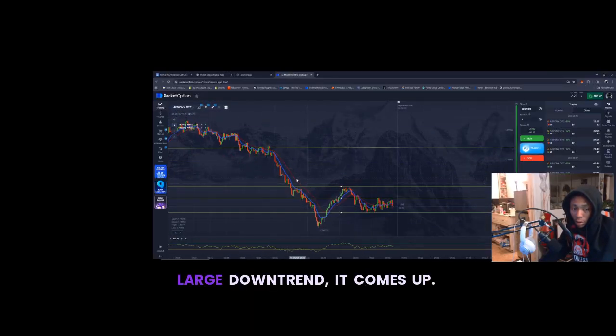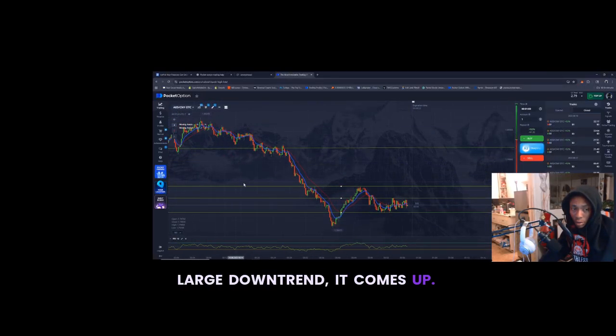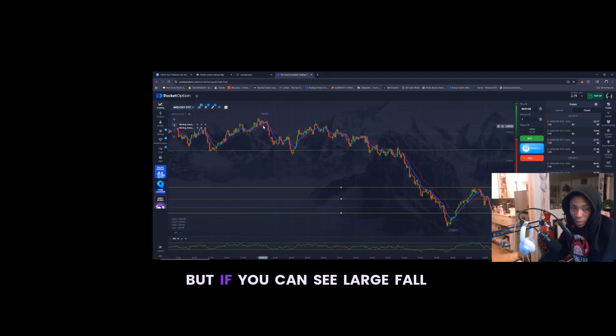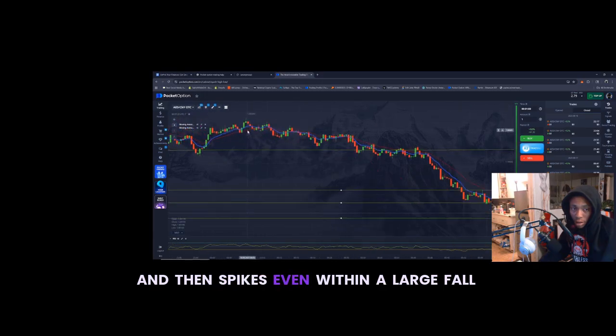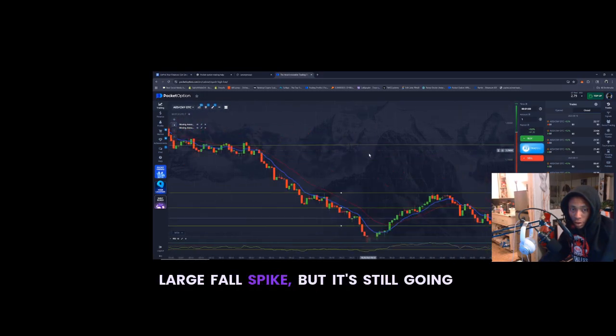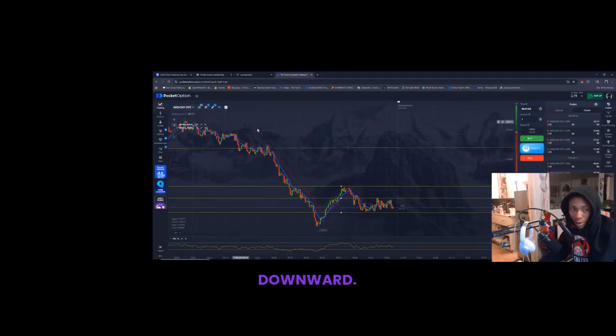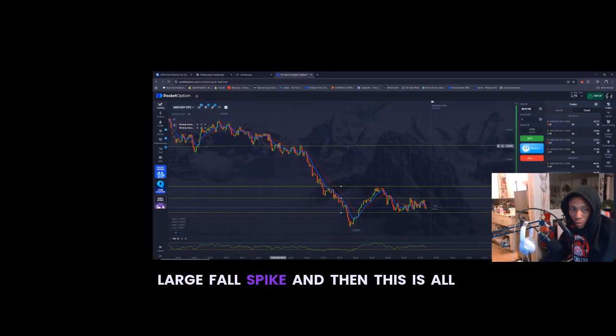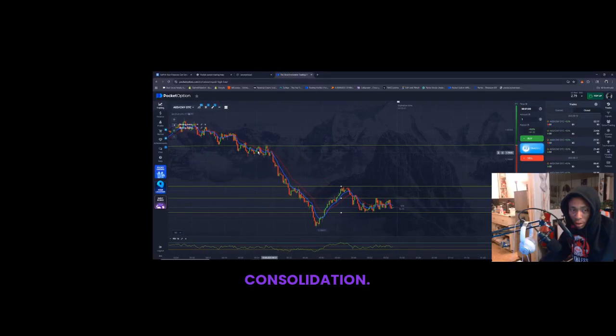So right now, this is a large downtrend. It comes up. But if you can see, large fall and then spike, even within a large fall, spike, large fall, spike, large fall, spike, but it's still going downward. So as you can see here, a large fall and then a spike going up, large fall, spike, and then this is all consolidation.